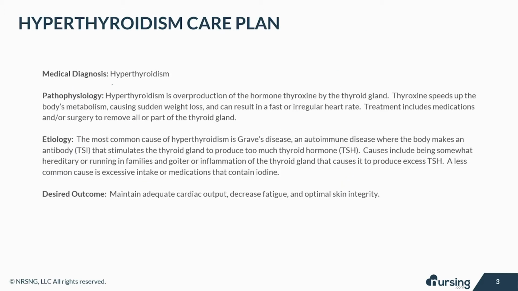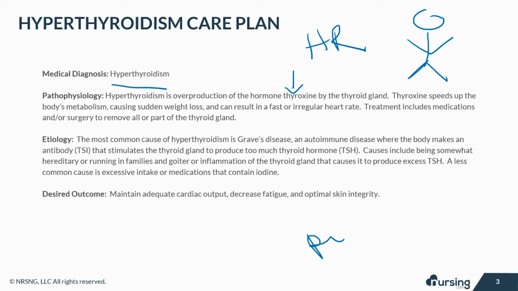Okay, so hyperthyroidism is the overproduction of the hormone thyroxine by the thyroid gland. So, thyroxine speeds up the body's metabolism, causing sudden weight loss, and can result in a fast or irregular heart rate. Inflammation and edema can result in exophthalmos, or that bulging or protrusion of the eyes. Treatment includes medications and or surgery to remove all or part of the thyroid gland.